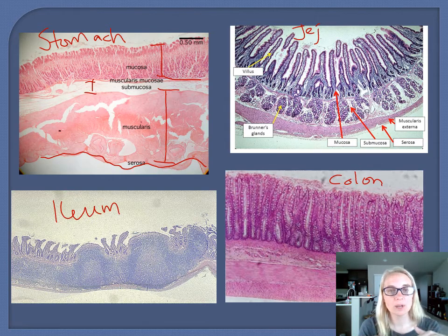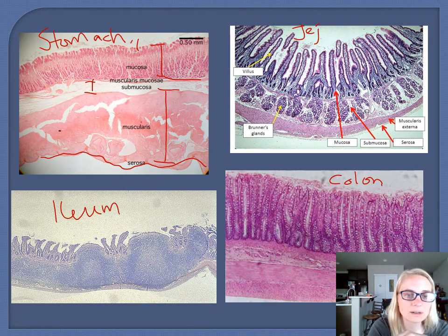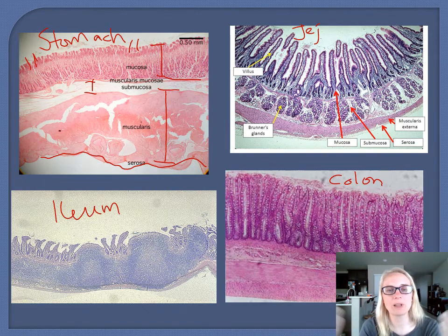Now in the stomach, your mucosa is really thick, and one of the reasons why is because your stomach squirts out a ton of acid and enzymes, and we don't want that digesting the inner lining of your stomach. So you have a nice thick mucosa, and you have all these little pits right here. You see all these little pits. They're called gastric pits, and they're lined by goblet cells that secrete a thick alkaline mucus, and that also helps to protect the lining of the stomach.